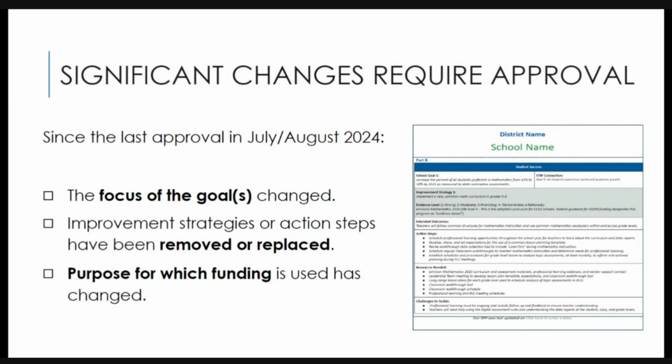On the submission form, you will indicate whether any of the following significant changes have been made to the SPP roadmap since the last approval in July or August. The focus of the goals has changed. Improvement strategies or action steps have been removed or replaced, or the purpose for which funding is used has changed. If any of these boxes are checked in the submission form, region leadership will be notified that approval is needed.